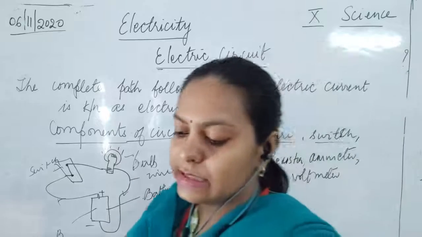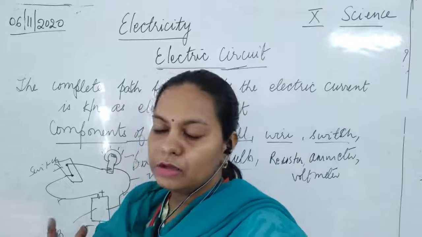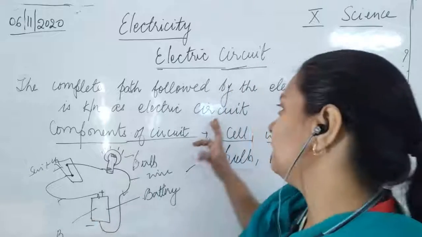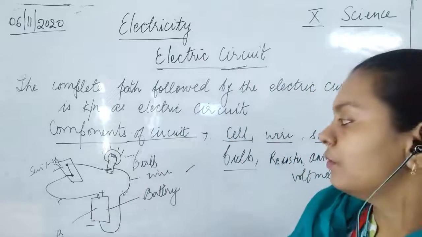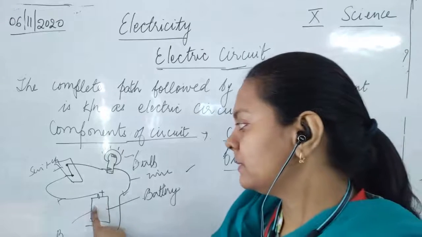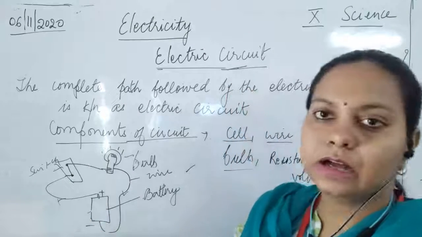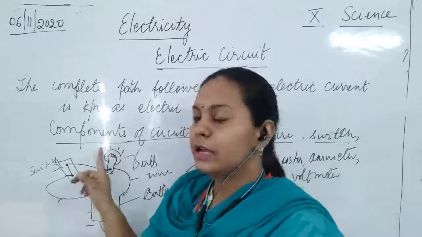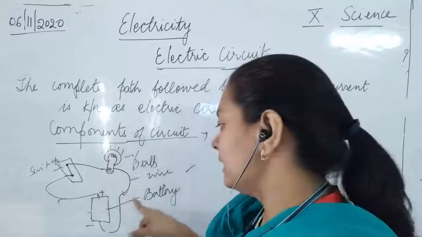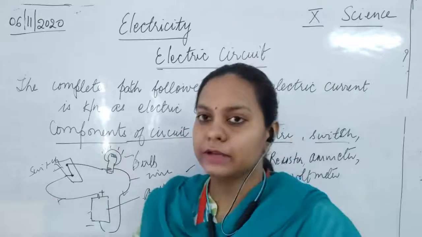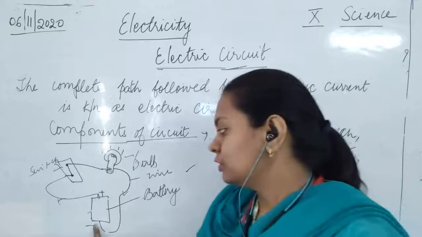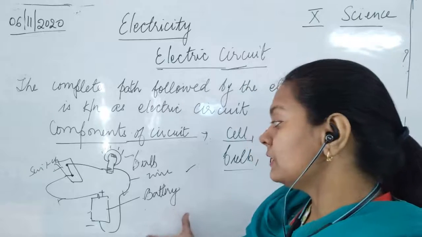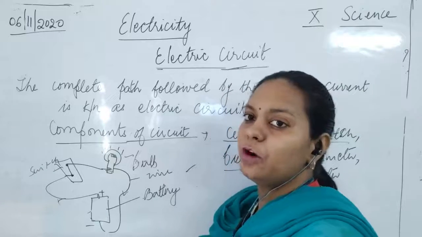So children, as you can see, the circuit is the complete pathway which is followed by the flow of electric current. What is a circuit? A circuit is a complete path followed by the electric current. Where is the electric current starting from? It starts from this potential point, from the cell. It goes into the switch, it goes into the bulb, then it comes from the other end. The wire is joined with the negative terminal of the battery, of the cell. So children, this is the complete path followed by the electric current.